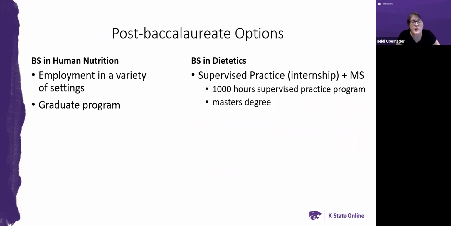So the post-baccalaureate options, what I mean by that is if you get the BS in Dietetics, well, actually either degree, I have both of them on the slide. So once you finish your bachelor's in BS in Human Nutrition, you can go right out and find a job or go to grad school if you want. You have both those options. Whereas with the dietetics, if you want to earn that RDN credential, you need to go complete that supervised practice that includes a master's degree.